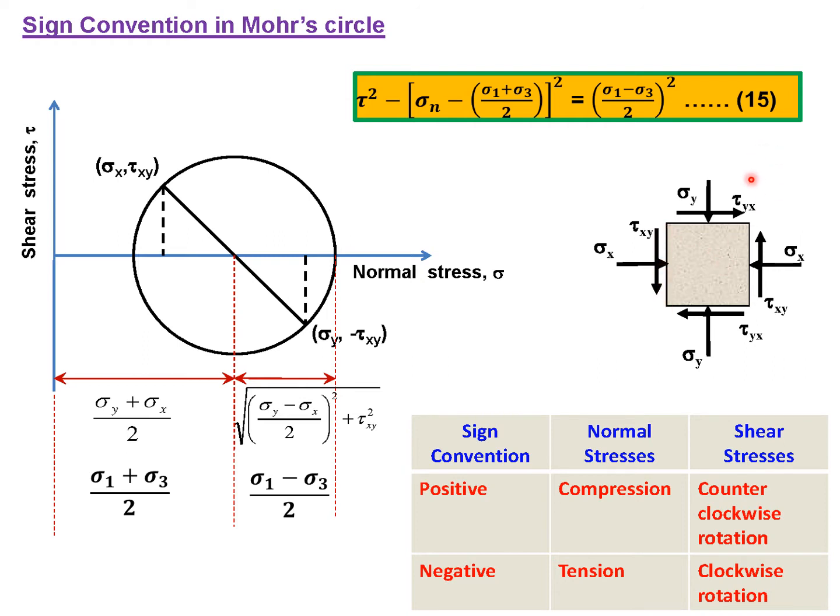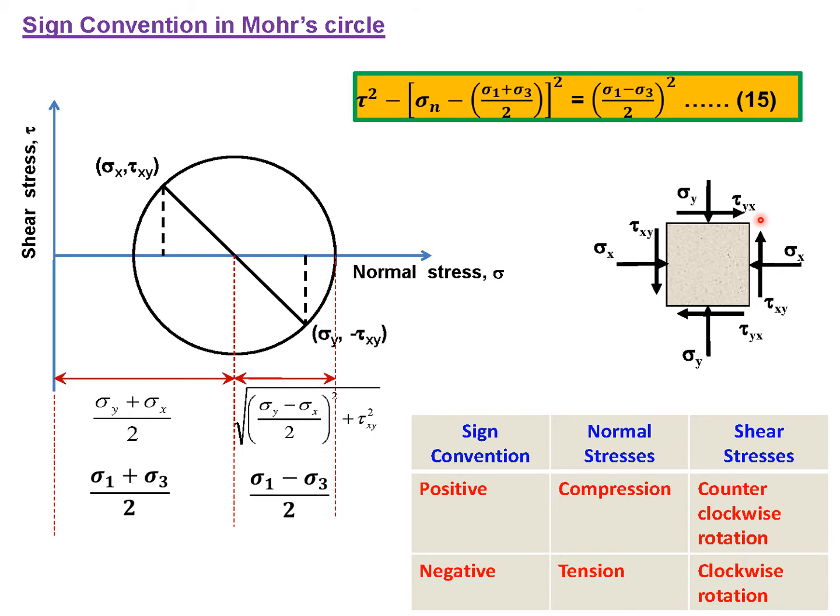Similarly, if you look at this one, this is tau yx, and this is also tau yx. So you can see that this is present on that particular face on which sigma y is acting, and this is present along the x direction, that's why the x subscript is there, so tau yx.